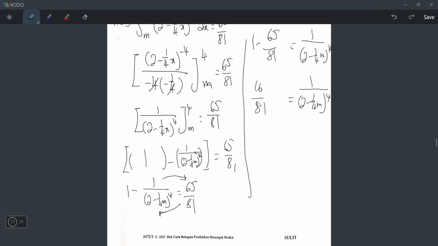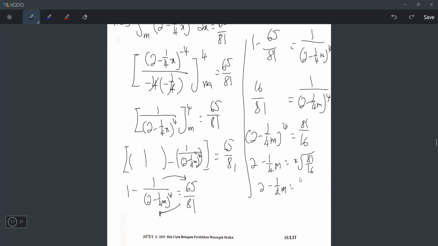Right? And now what you do is, this is interesting. Let's maybe cross multiply, but I don't like. Maybe just swap places, I guess. Yeah, maybe we can try that. 2 over 4m equals to 1 over 16 over 81, right? So 1 over 16 over 81 is actually just flip it, it's just 81 over 16. And then 2 minus 1 over 4m. Okay, the power 4 when you move it, it will become 4th root, means fourth root. So it becomes 2 minus 1 over 4m.